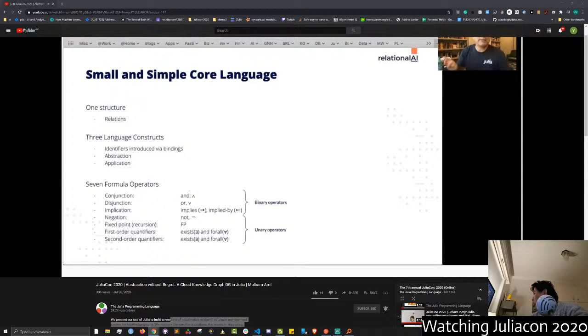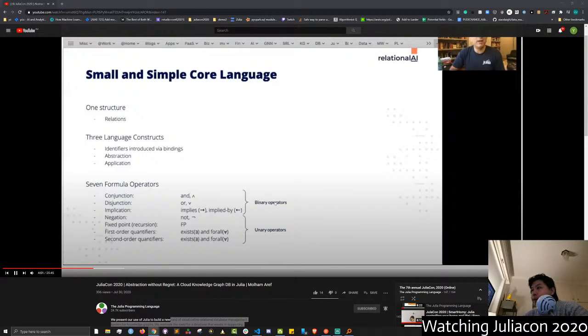And the third is application, which is like function application in a functional language. And there are 7 types of formula operators. The first 6 you know very well: conjunction, disjunction, implication, negation, the fixed point operator, which is recursion, and first order quantifiers, which you can use to build aggregations and reduce relations, you know, sum across the rows of a relation.